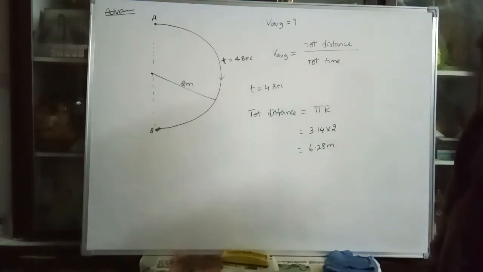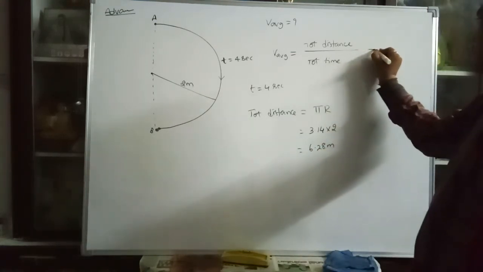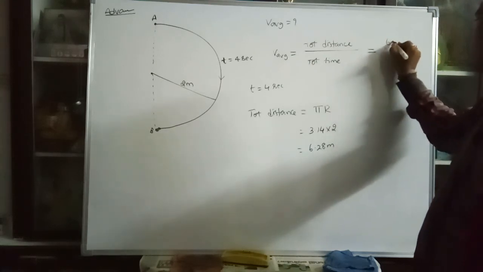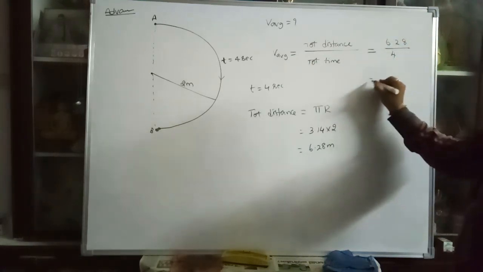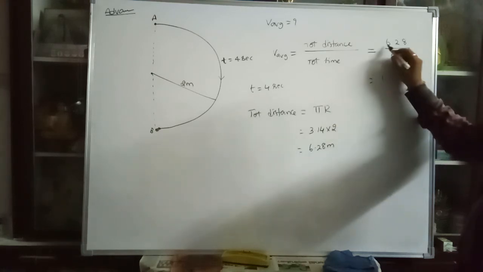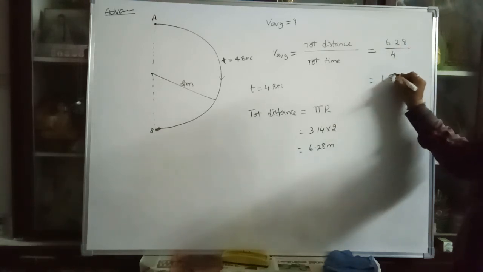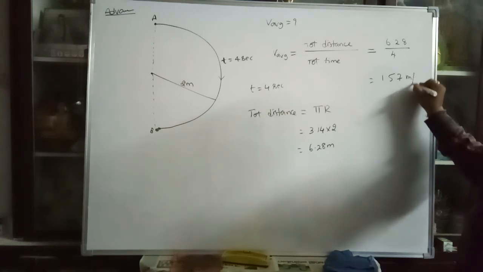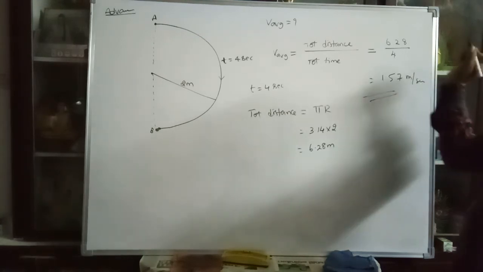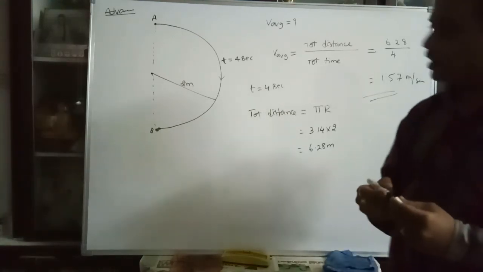They are asking the average speed. Total distance is 6.28 and total time is 4. Dividing, 4 into 6 is 1 time, 22, 5 times 28, gives 1.57. The unit is meter per second. This is the answer.